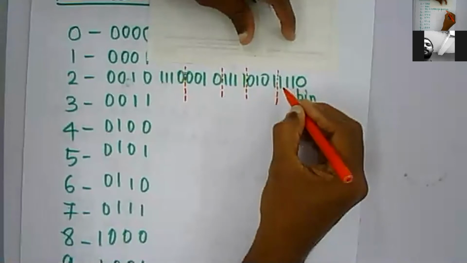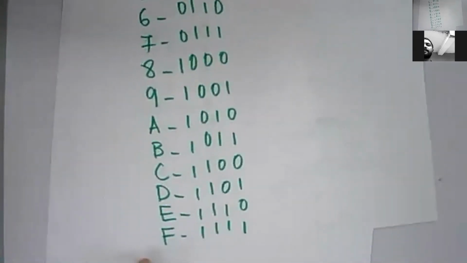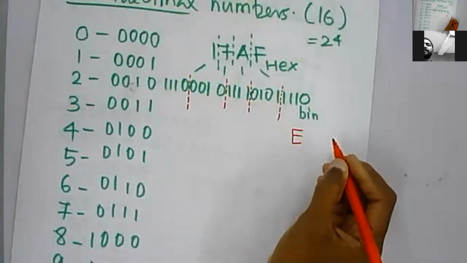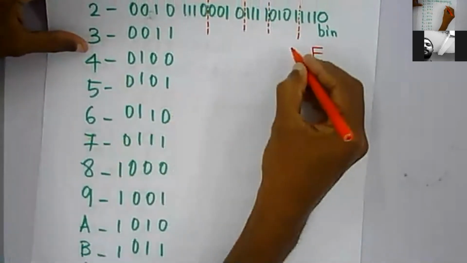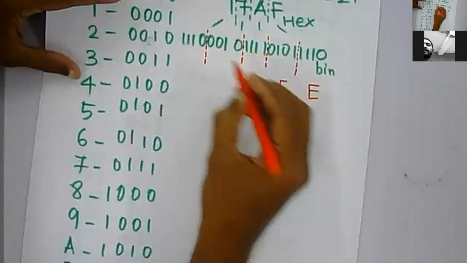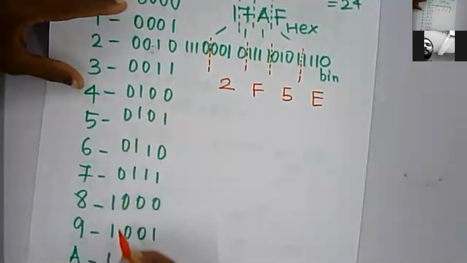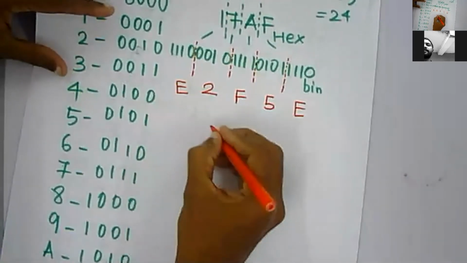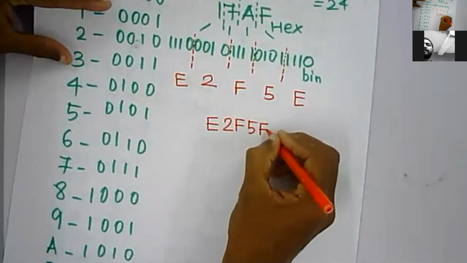Now, look here. 1110, go through the figure, 1110 is E. Am I right? 1110 becomes E. Again, 0101, which is 5. 1111, which is F. 0010 is 2. 1110 is E again. So I can write my number as E2F5E in hex.